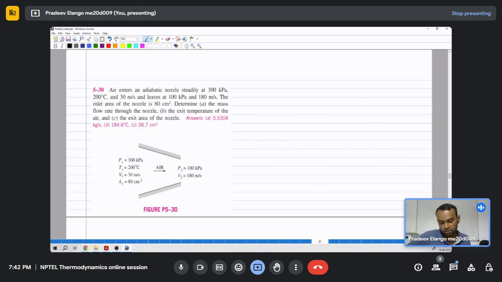Now air enters an adiabatic nozzle steadily at 300 kilopascal, 200 degrees Celsius and 30 meter per second and leaves at 100 kilopascal and 180 meter per second. The inlet area of the nozzle is 80 centimeter square. Determine the mass flow rate through the nozzle, the exit temperature of the air, and the exit area of the nozzle.